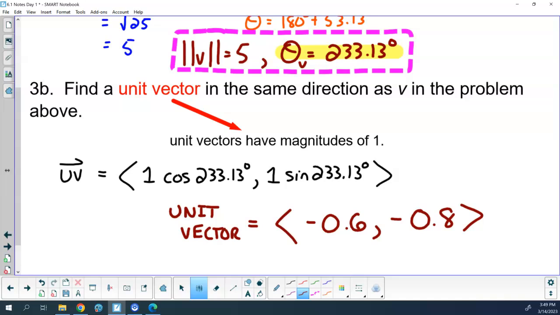It would be on the same path as, so here would be vector V, but that's 5 long. The unit vector would only have a length of 1. Basically you're finding the spot where it's going to meet up with the unit circle.